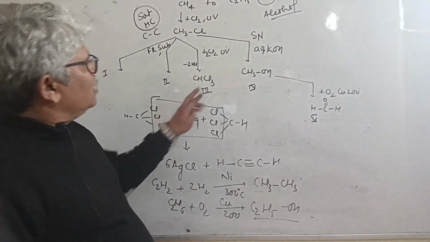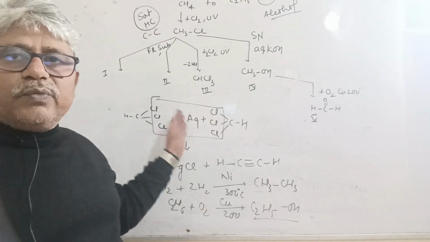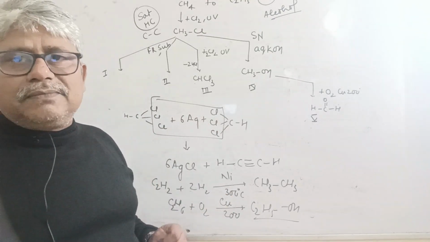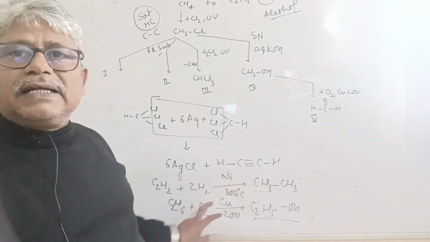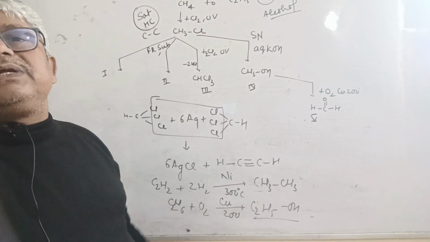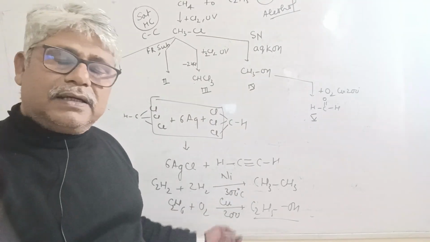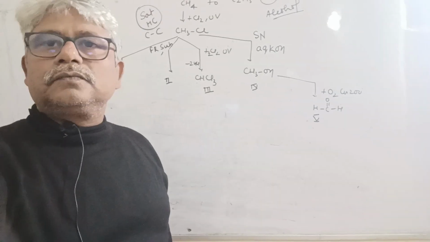So in this case, 2 moles of chloroform are made to react with 6 moles of silver atom to give silver chloride precipitate followed by ethyne, and ethyne can be reduced to ethane, and ethane can be oxidized in controlled condition to give ethanol.